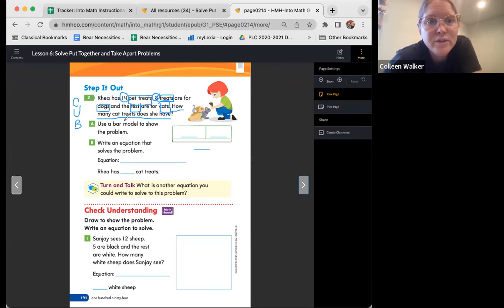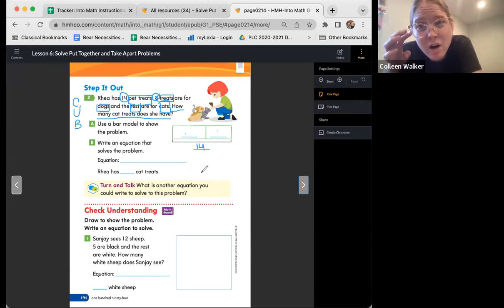Part A, use a bar model to show the problem. So friends, do we know any of these numbers? Can we put any numbers here? What do we know? Yeah, if you said we know the sum or the total, that's right. We know that the whole is 14. We know that she has 14 treats total.